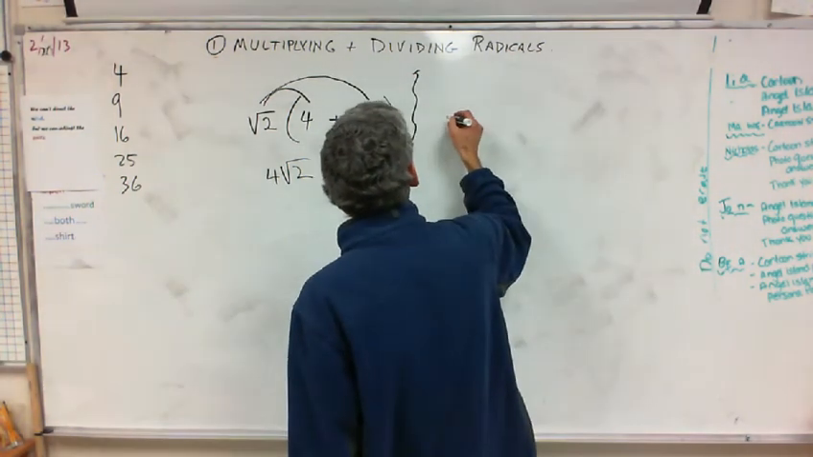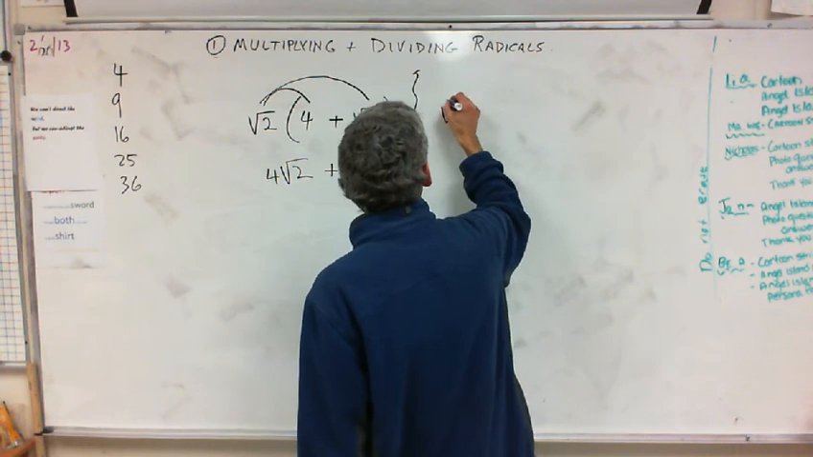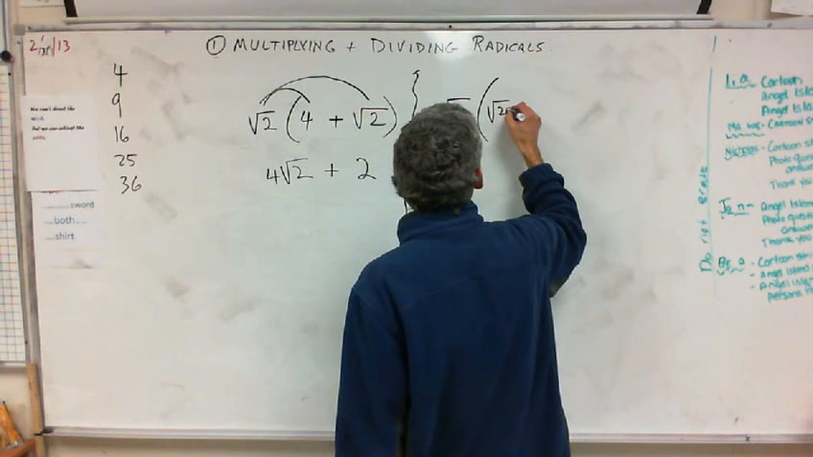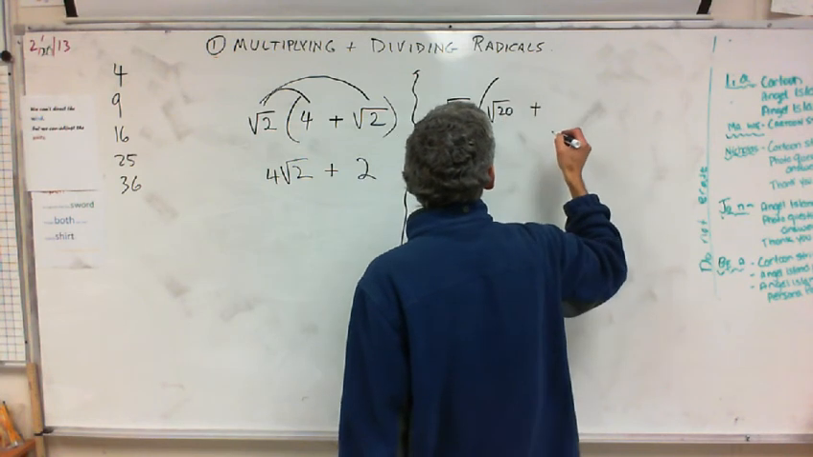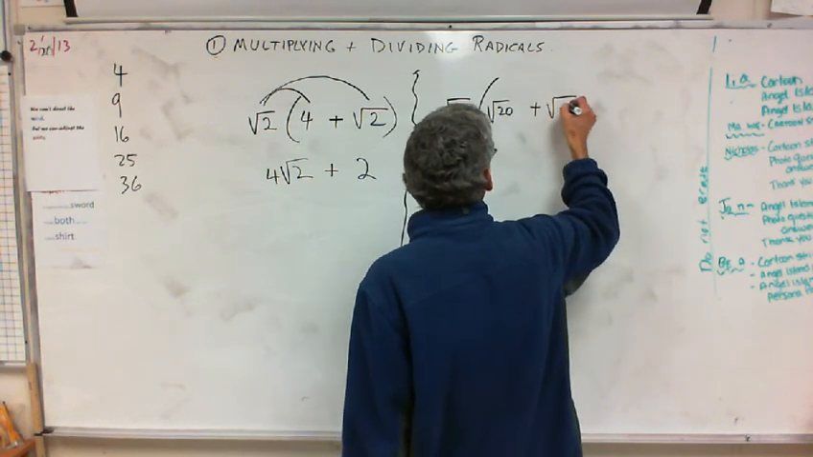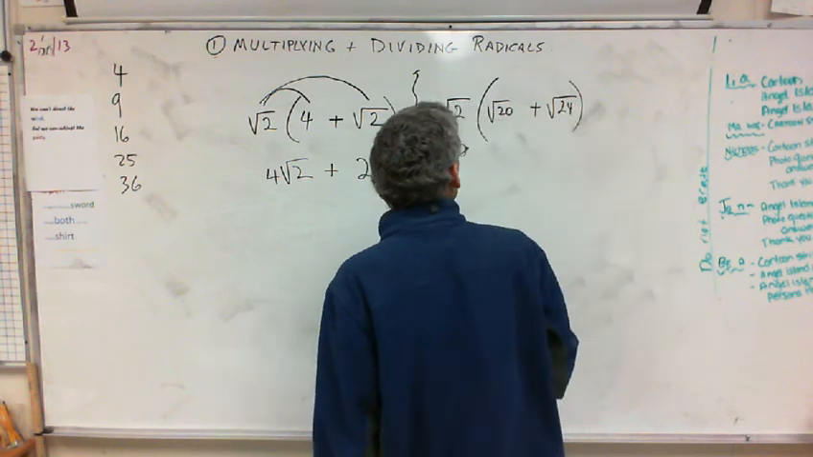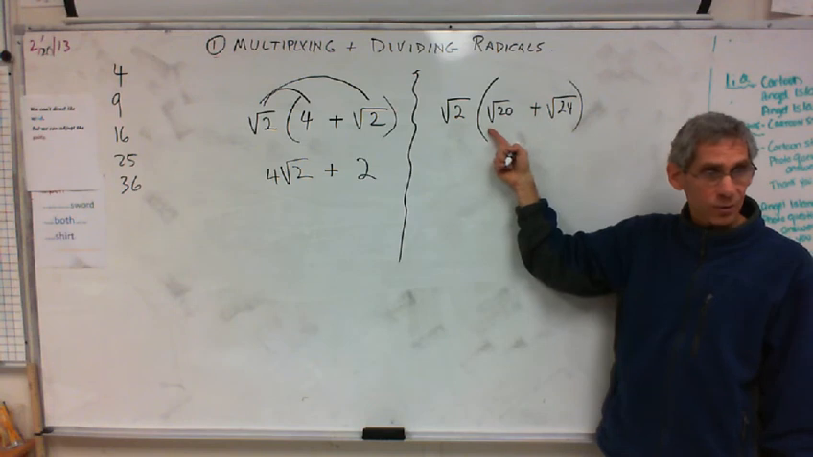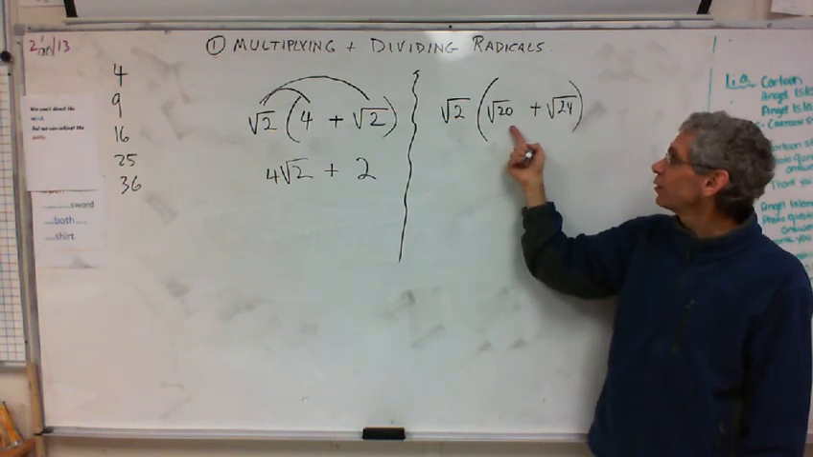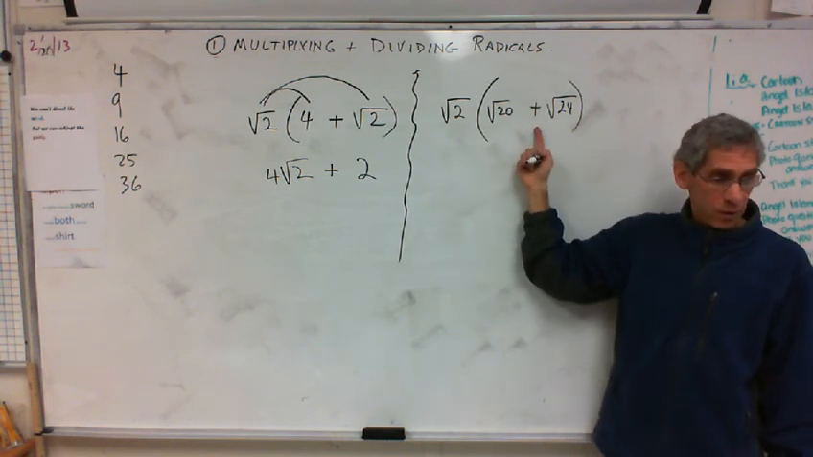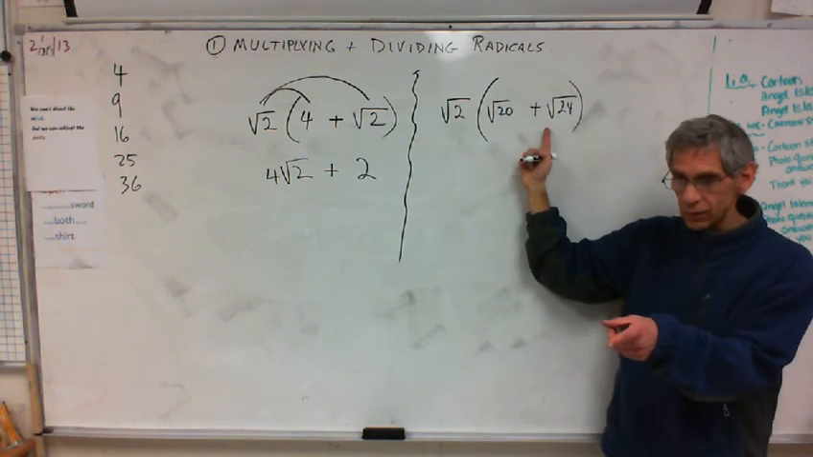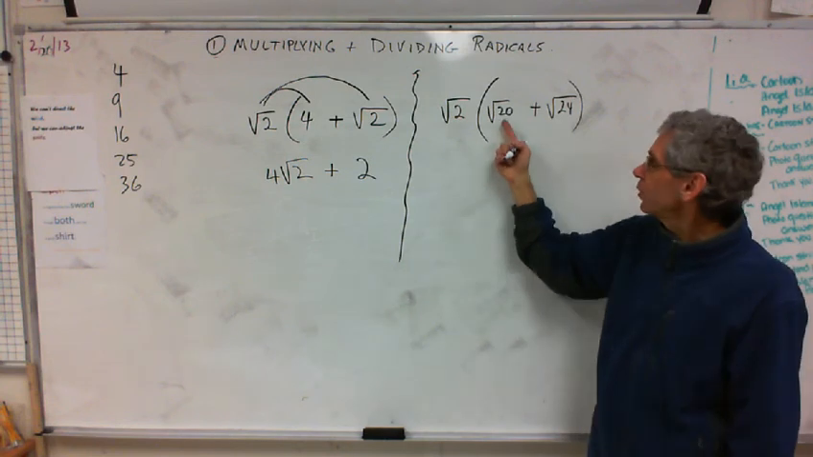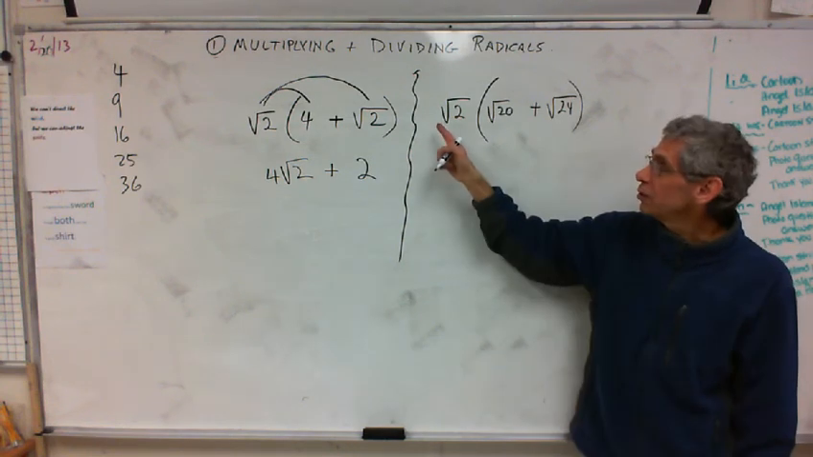Let's say you had the square root of 2 times the square root of 20 plus the square root of 24. Now, I can't add these, right? I cannot add those because those are not like terms. That is not the square root of 44. Right? You get that? We'd have to simplify if we were going to add them, but I don't want to do that. I want to do this first.